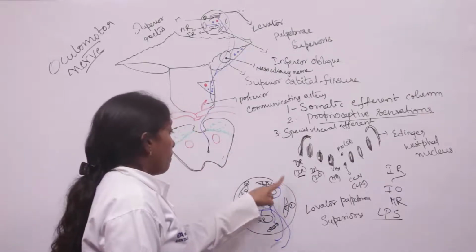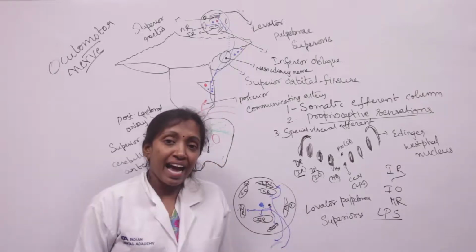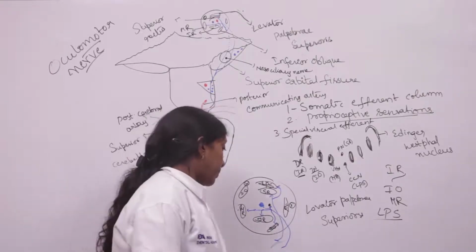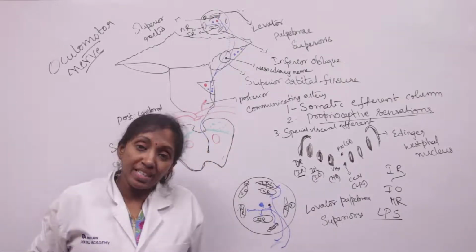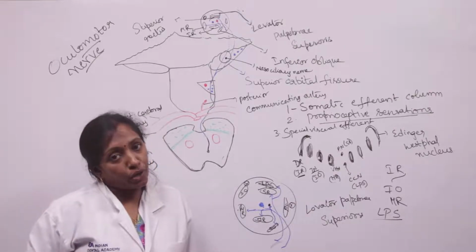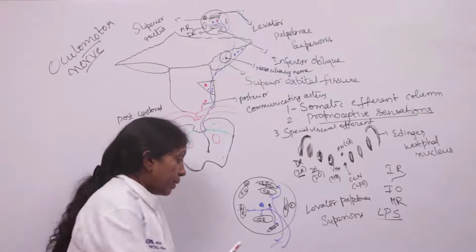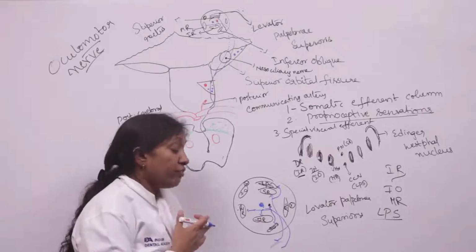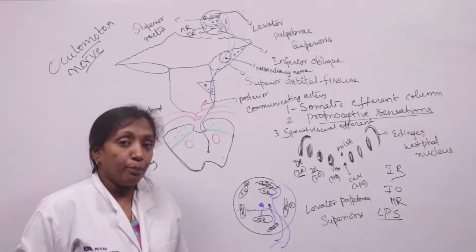Except all the muscles, all the extraocular muscles of the eyeball, they are supplied by the nerve through its ocular surface, except the inferior oblique, which is supplied from its posterior border. Okay, all the ocular muscles are supplied by the oculomotor nerve from its ocular surface, except inferior oblique, which is supplied by the inferior ramus of the oculomotor nerve through its posterior border.